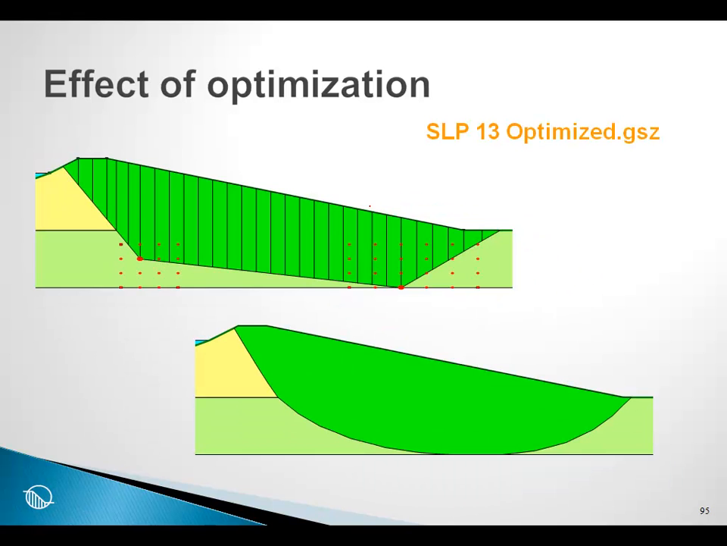Now here is a case where we started out with a block analysis, found the most critical slip surface using a block technique, and then we used the optimization. And notice how the slip surface has become curved. And I think we can all agree that this is much, much more realistic than this with sharp corners. This is not realistic. This is much, much more realistic.